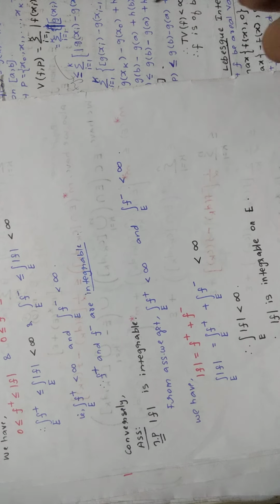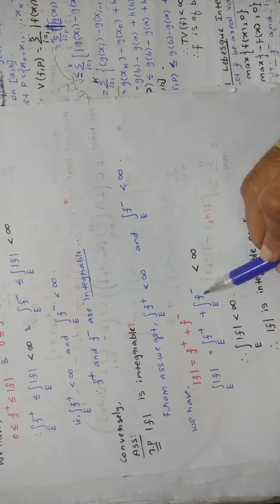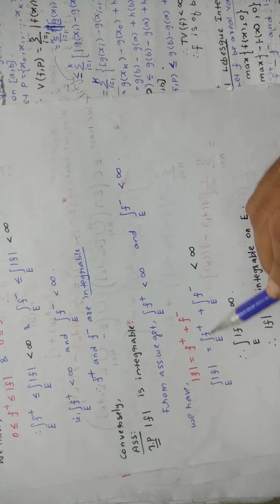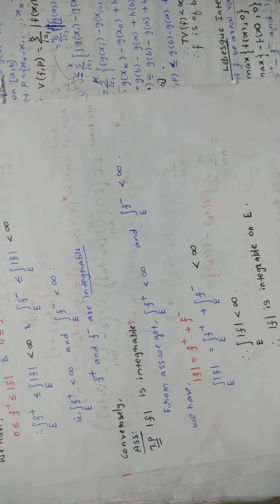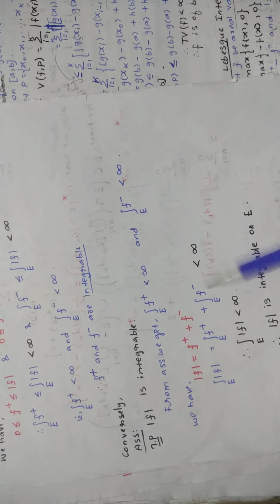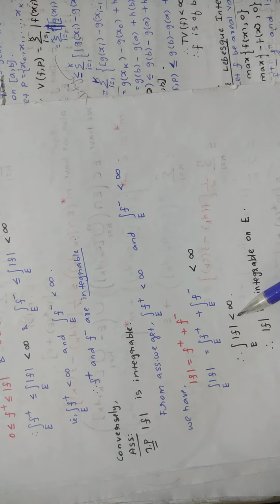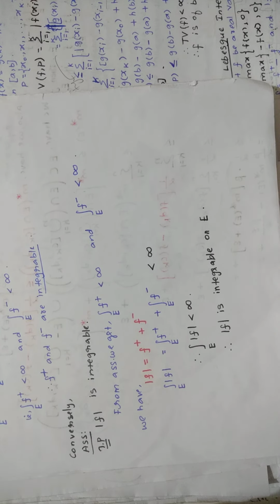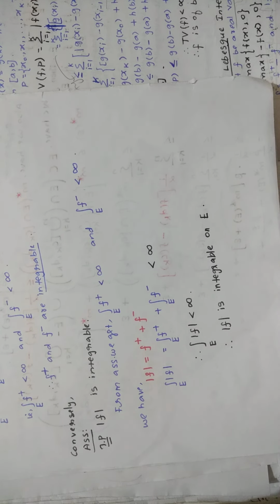Less than infinity means what? It is finite. That is the meaning. If this is finite and this is finite, then when you add these two finite values, you are going to get a finite value. So from this, comparing these two, you can write this. Therefore, from the definition of integrable, mod f is integrable.